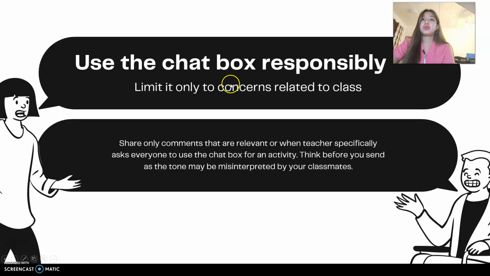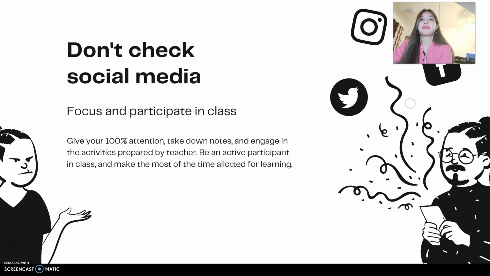Next one is to use the chat box responsibly. Limit only to concerns related to class, kasi baka mamaya mga chinachat mo is hi, hello, mga chika-chika na, okay? So, you have to limit the concerns only that are related to the subject or to the class. So, share only comments that are relevant, or when teachers specifically ask everyone to use the chat box for an activity. So, kindly think before you send, as the tone may be misinterpreted by your classmates or by your teacher.